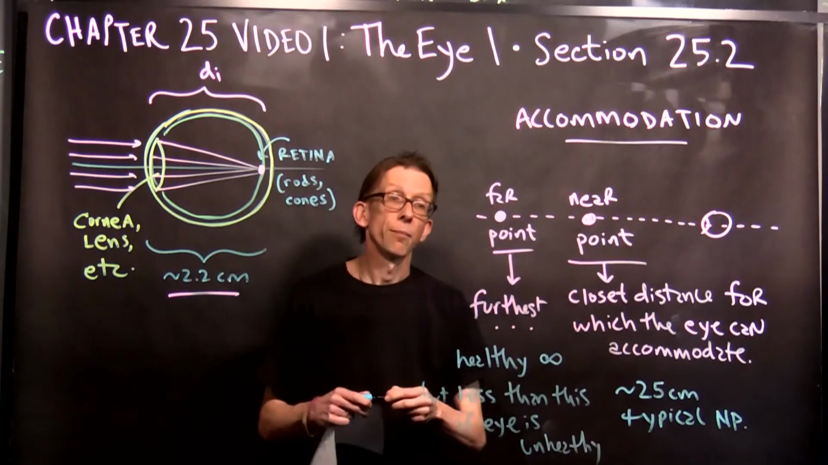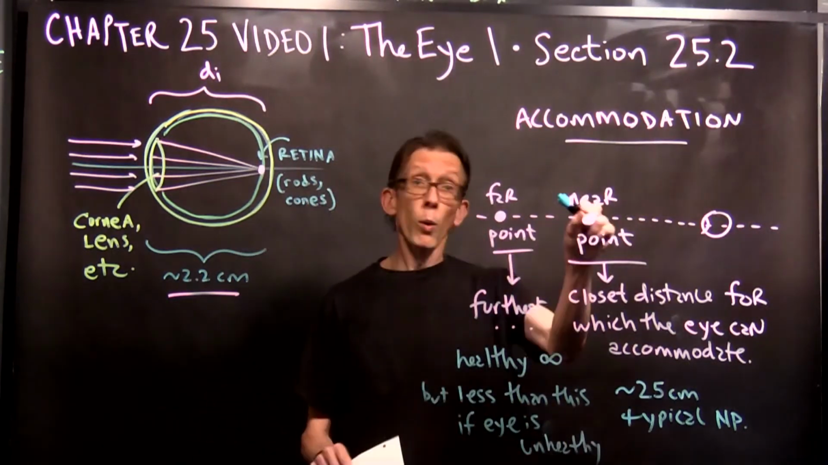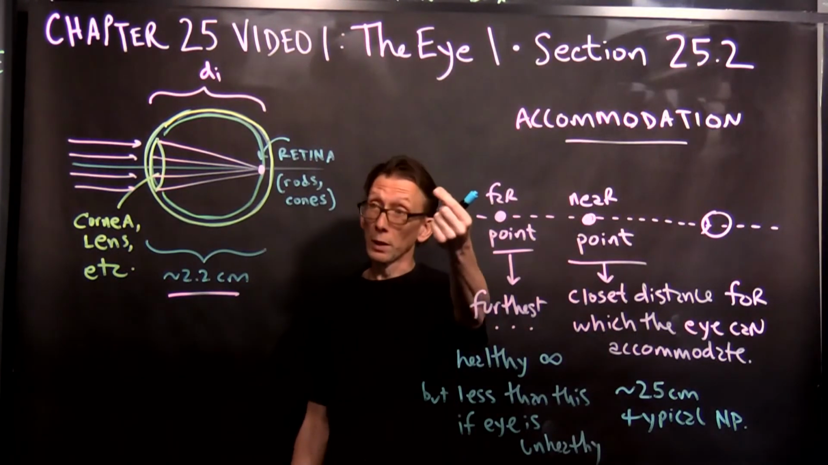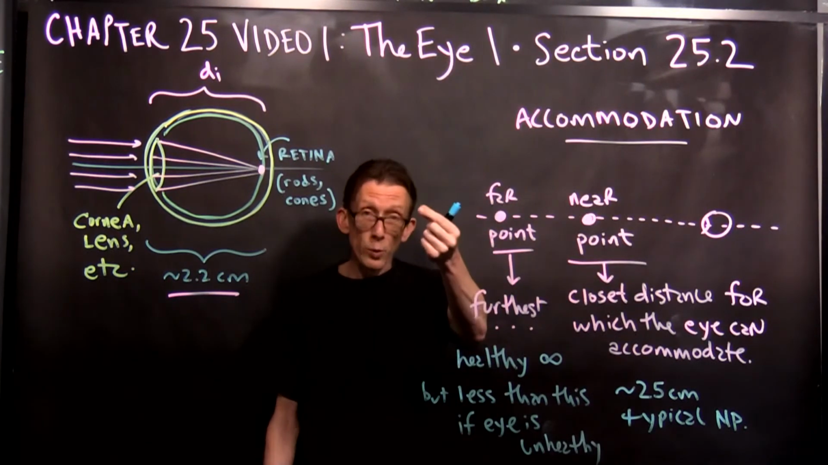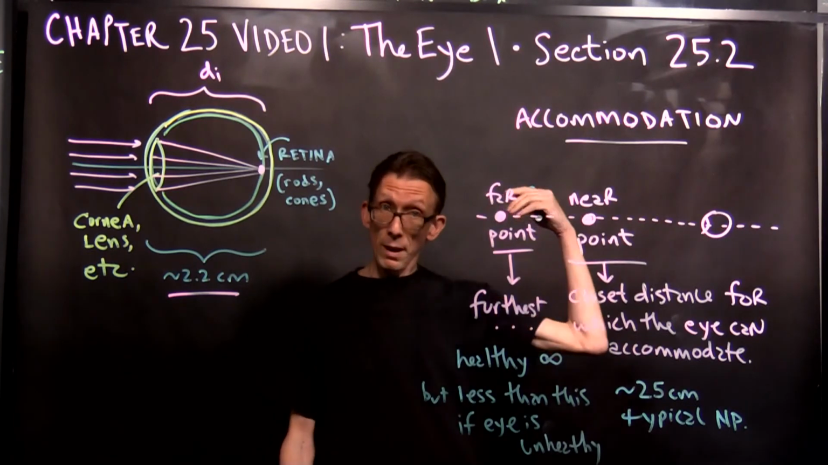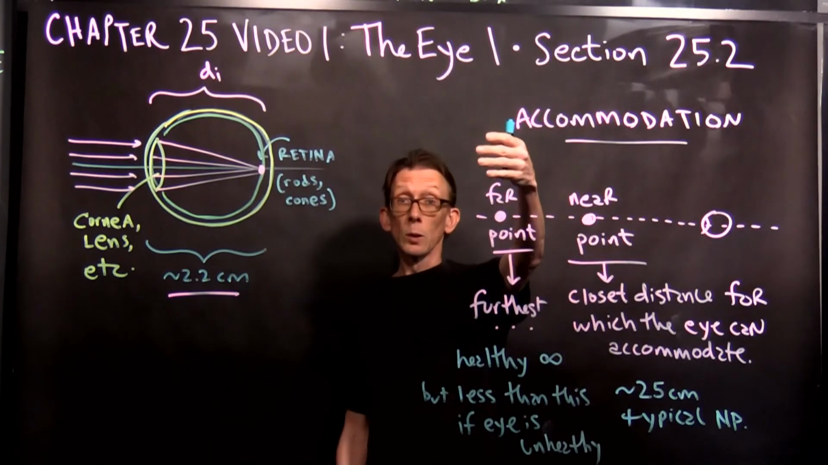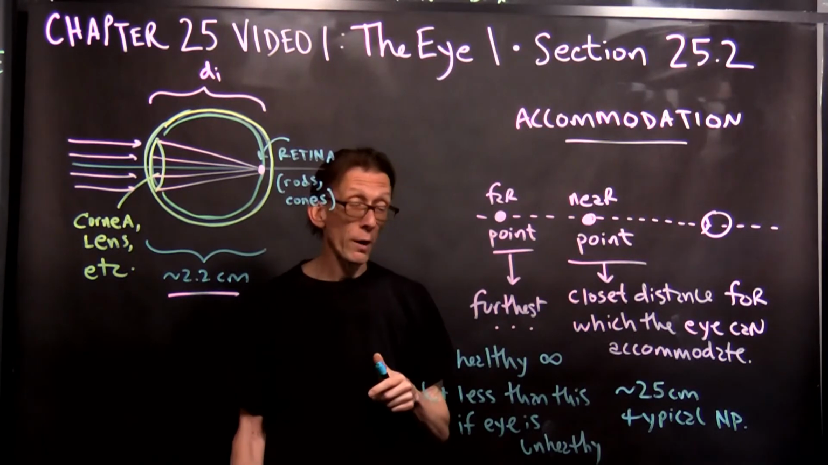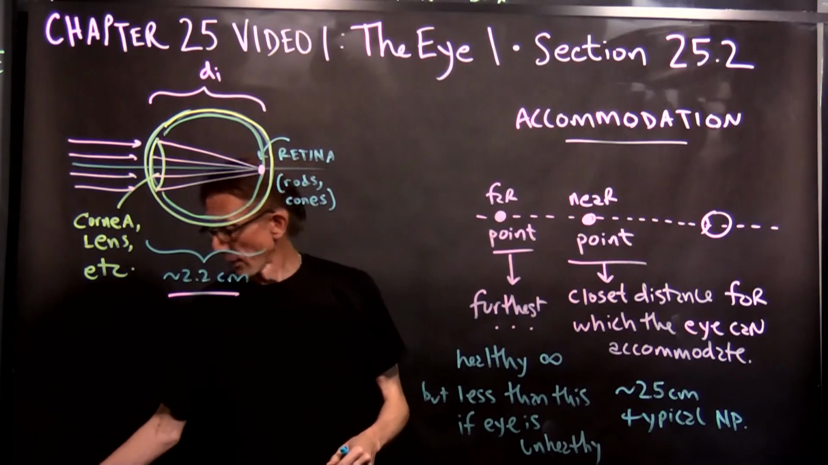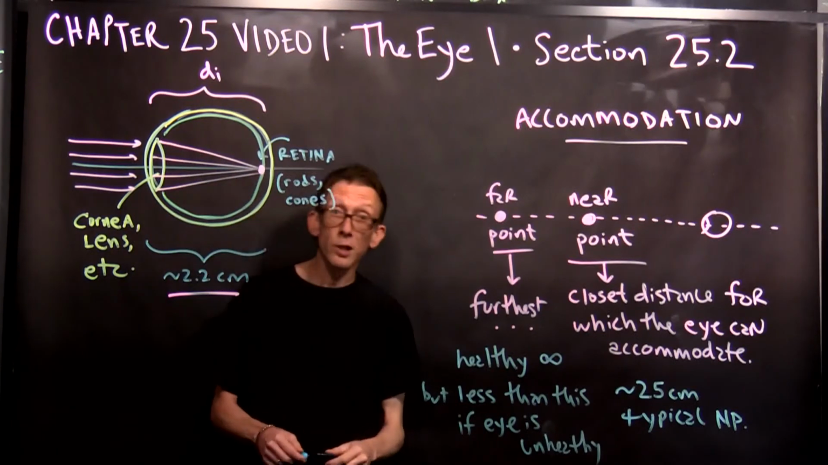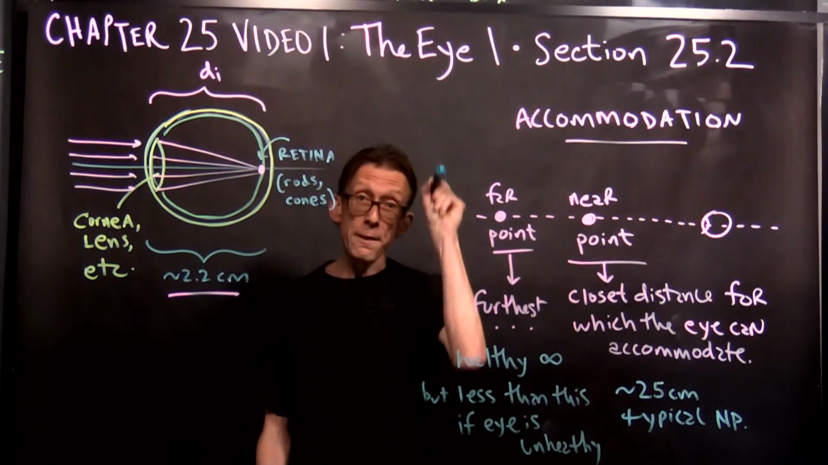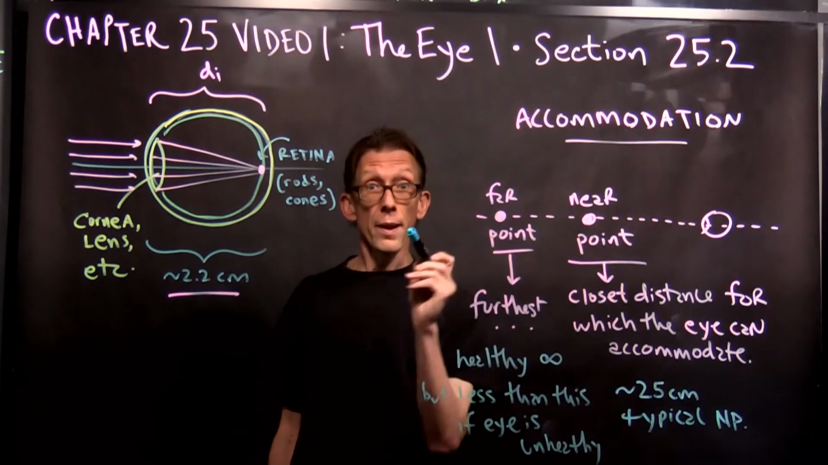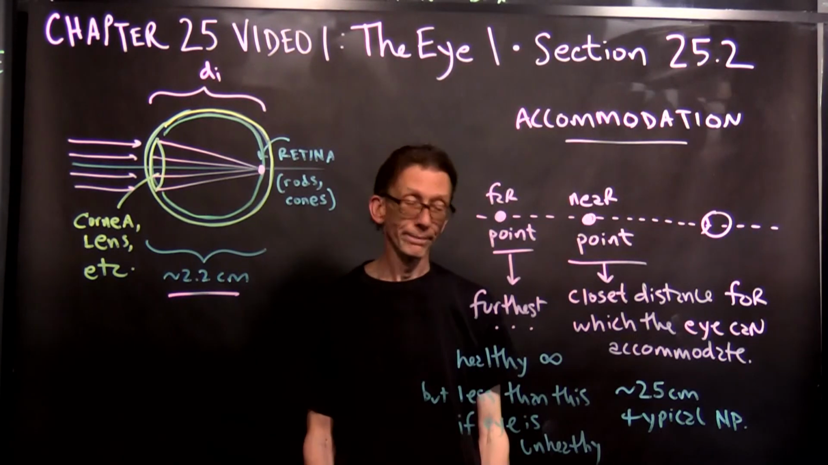Unhealthy. Okay. So typically the near point is always fairly close in, centimeters, meters, whatever, but the far point can be infinitely far away or closer for an unhealthy eye. Okay, so that's it for our first lecture here. Next lecture we're going to talk about nearsightedness and farsightedness, and then after that we're going to do an example.